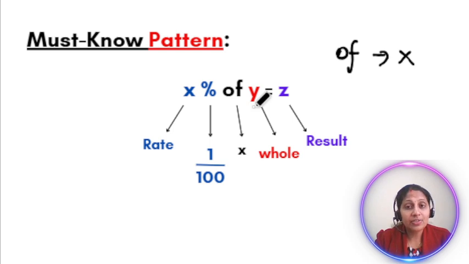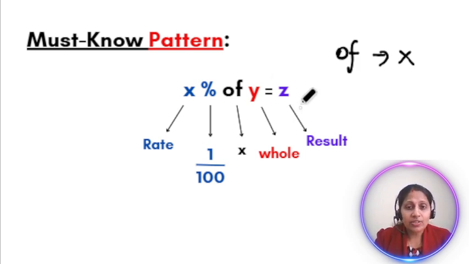So 20% of 30 chocolates. 30 is the whole number, so that is the whole. Y is your whole, and Z is the result. If you say 20% of something, the result value is your Z. Whatever the percentage question, you can bring it to this form.